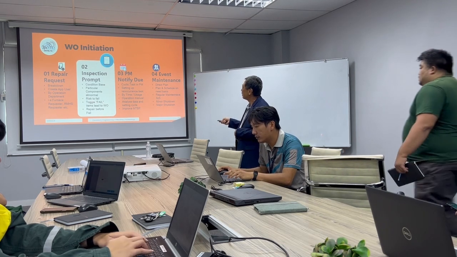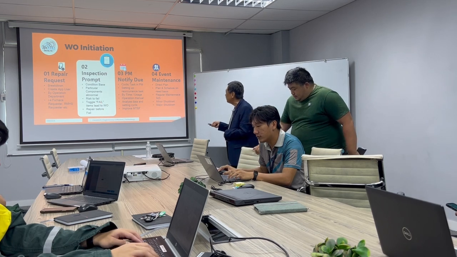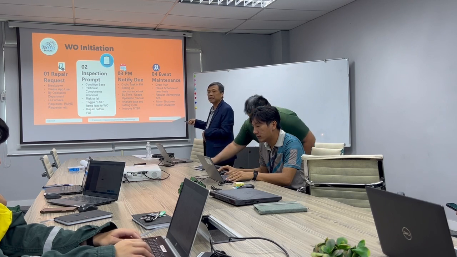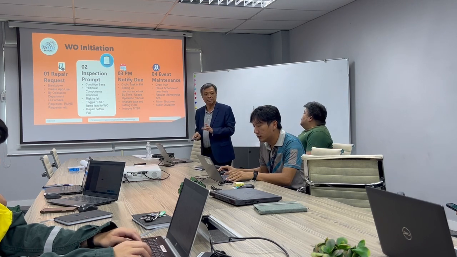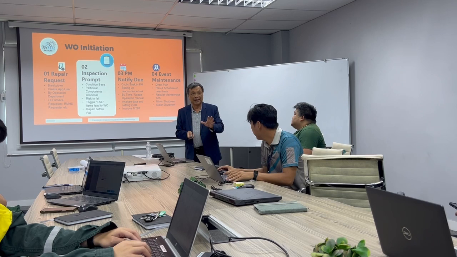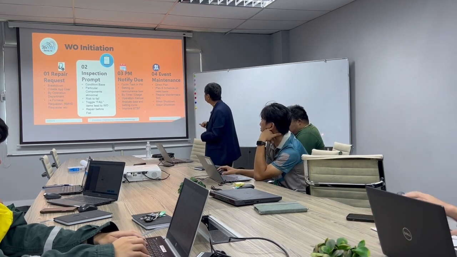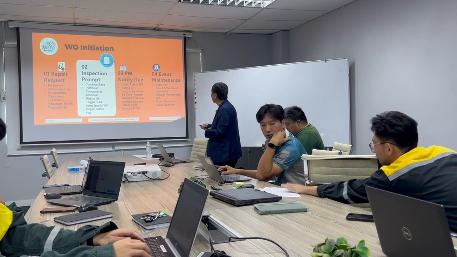Okay, this is the toggle to fail, and then the item will go to work order. So this one is mainly to repair before it fails. Repair before it fails. Right? Okay, another one.